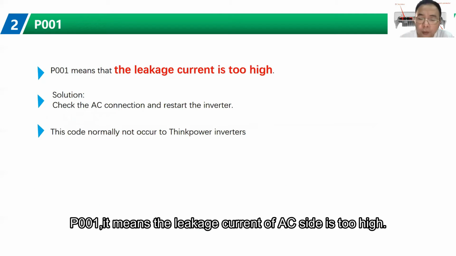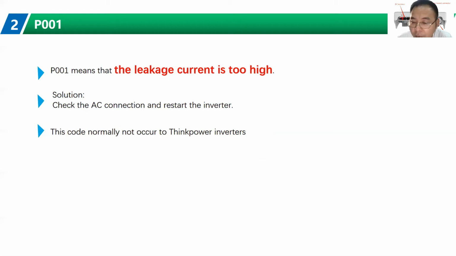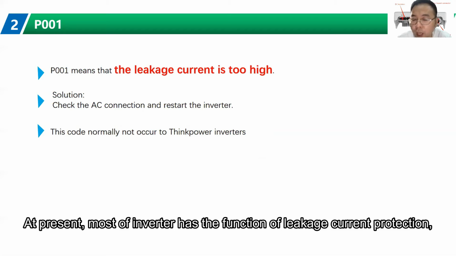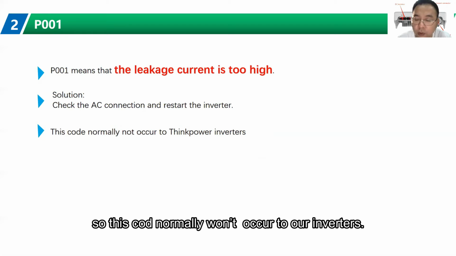P001. It means the leakage current of AC side is too high. Use a multimeter to check the leakage current of AC side and choose a more suitable leakage current protector. At present, most inverters have the function of leakage current protection, so this code normally won't occur to our inverters in Pakistan.